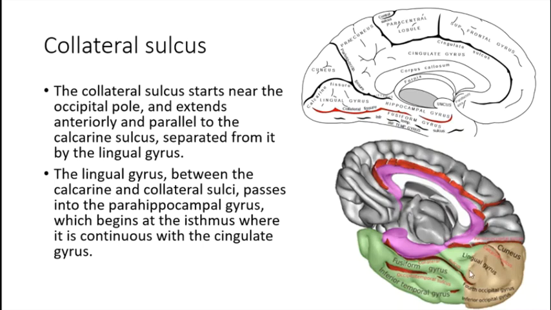So this view of the brain where you can see some of the medial surface and some of the inferior surface, you can see near the occipital pole, the collateral sulcus is going to begin and it is going to run forward, and here you can appreciate this is the parahippocampal gyrus. So parahippocampal gyrus, lingual gyrus, isthmus, cingulate gyrus, cuneus, precuneus, paracentral lobule area, superior frontal gyrus area.